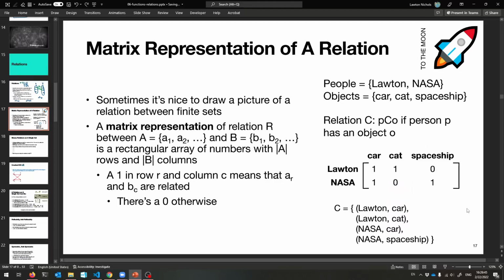Okay? So here's our relation. Lawton is related to car, Lawton's related to cat, NASA is related to car, and NASA is related to spaceship. This is the matrix form of that. Okay? So the first thing, the left side of the relation is on the rows, and the right side of the thing is on the columns. That's not too bad, I hope. Okay, so you can represent a matrix as a relation, and that's that.